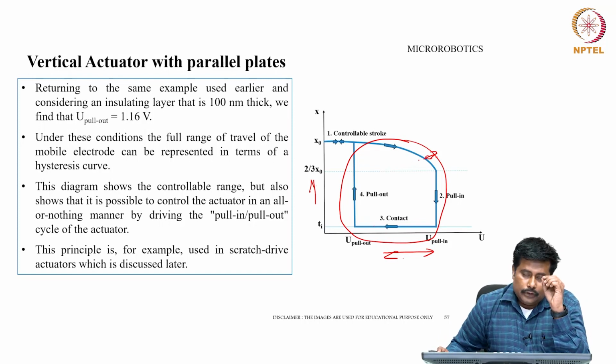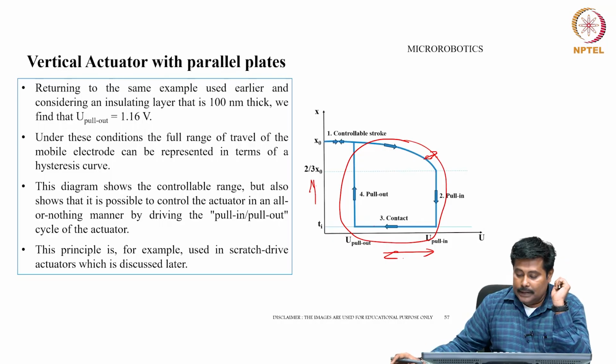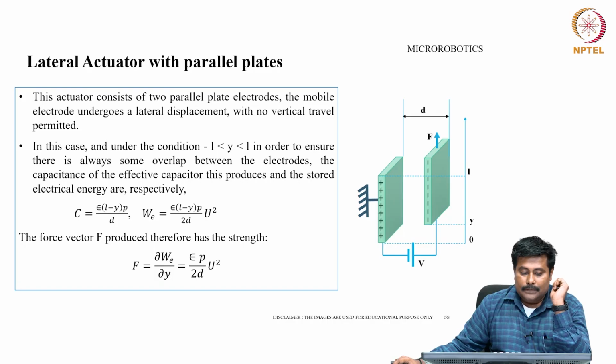This diagram shows the controllable range, but also shows that it is possible to control the actuator in an all or nothing manner by driving the pull in and pull out cycle of the actuator. This principle is, for example, used in a scratch drive actuator, which we will be discussing in the upcoming slides.